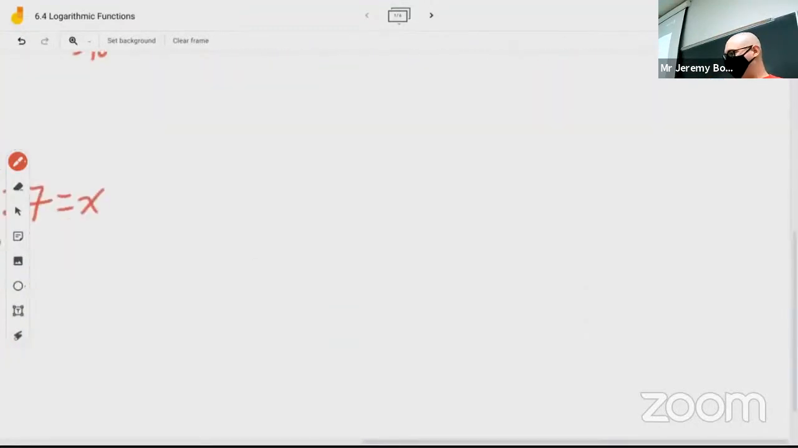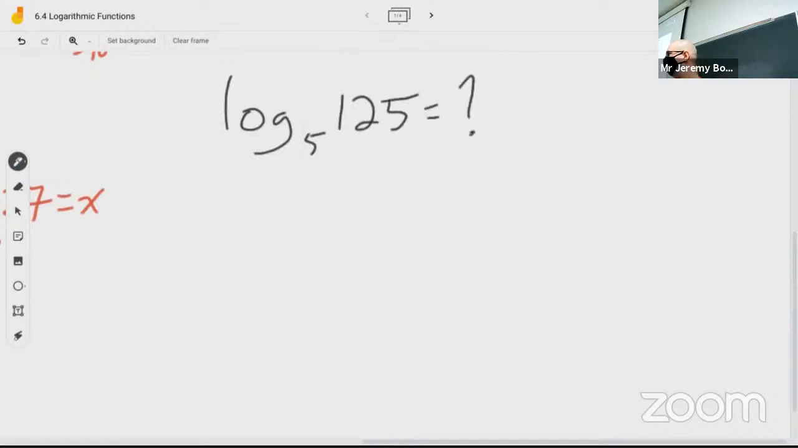All right, so if someone asked you, I don't know who would ask you this, but what if they said, what is log base 5 of 125? You think we can figure that out? Yeah. How would you figure it out? And then you just figure out what 5 raised to something is equal to 125.